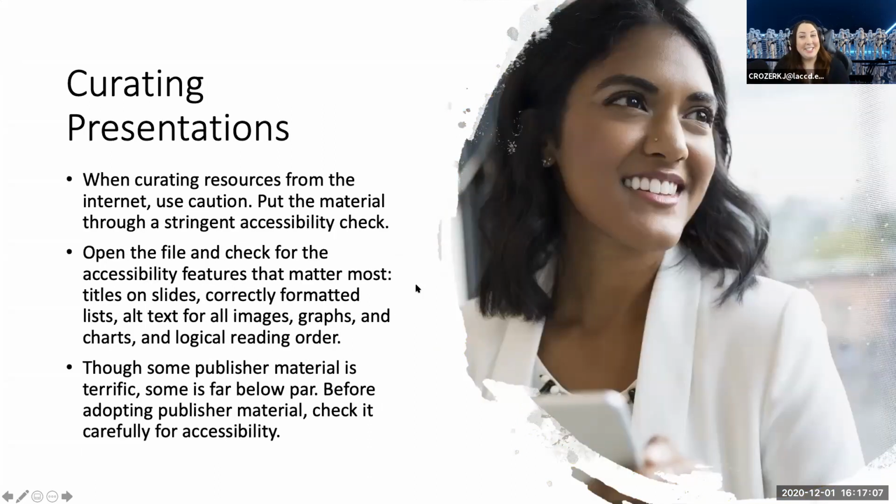And kind of like what we were just talking about, just like you had to curate documents, you also have to curate presentations. There's going to be a lot of great presentations out there. Not all of them are going to be accessible, including the ones from your publisher, which is frustrating. But you want to go through and do that same kind of check. Are there the right titles? Are there correctly formatted lists? Is there alt text for everything? Is there a logical reading order? And if those things aren't present, then you have to ask yourself, do I want to go through and take the time to make this accessible, or do I just want to find something else that's accessible already? And so you kind of have to make that choice as you curate presentations for your class.